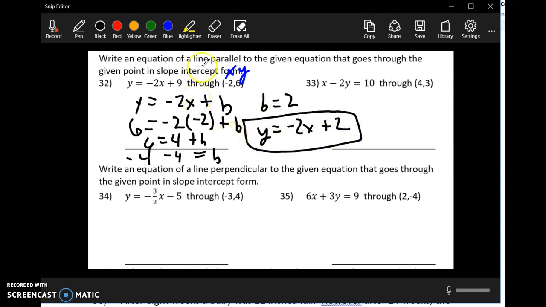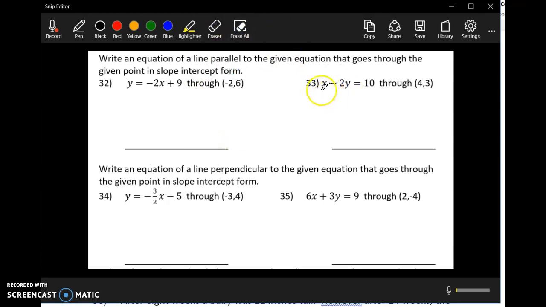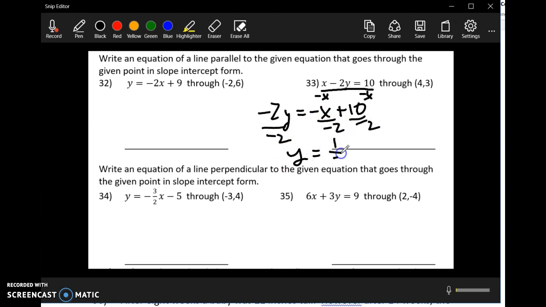Okay. Let's try the next one. The problem with this one is I don't know its slope. So to find its slope, I have to convert this into y-intercept form. So to do this, I would have to subtract x from both sides. And when I subtract x from both sides, I'm going to end up getting that negative 2y is equal to negative x plus 10. So then I'm going to divide everything through by negative 2. I'm going to end up getting that y is equal to 1/2 x minus 5. And that would be my answer.